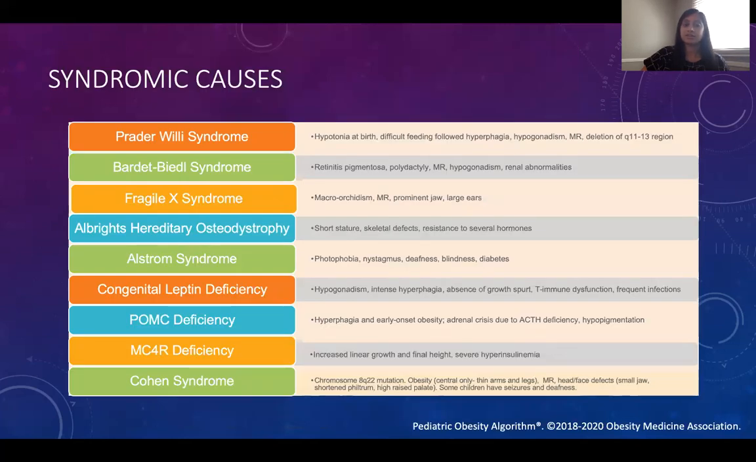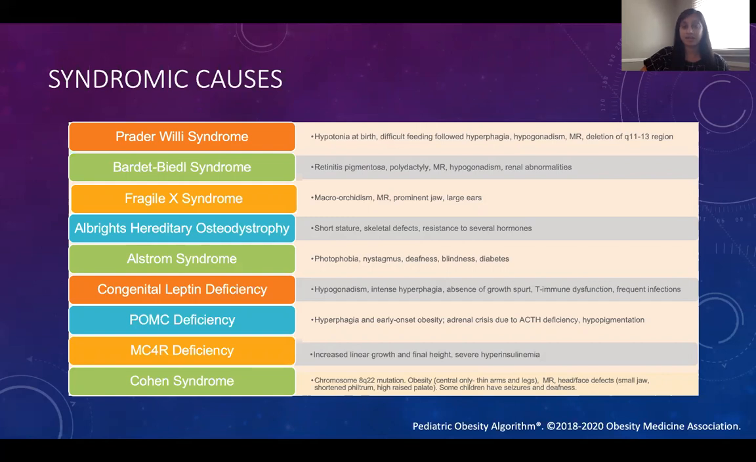And one of those things are also syndromes. So I think the top 3 are probably the ones that are the most common to us: Prader-Willi, Bardet-Biedl, and Fragile X. But I'll briefly talk about some of the ones that are a little bit lower on the chart as well. You can see that with a syndrome called congenital leptin deficiency, you have intense hyperphagia. With POMC deficiency, you have hyperphagia.